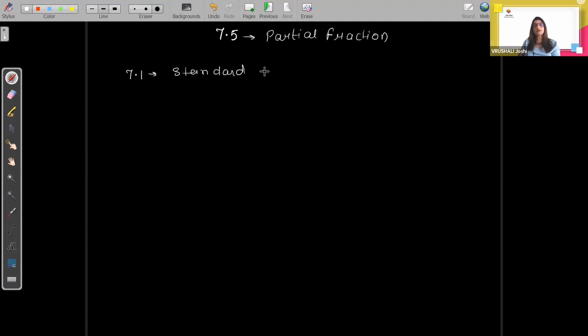So this is standard integration that we have done in 7.1. In standard integration, it is a simple use of direct formulas, kuch bhi nahi hai usme, correct? In 7.2, we learned how to use the substitution method, which we also use in all the exercises after that.